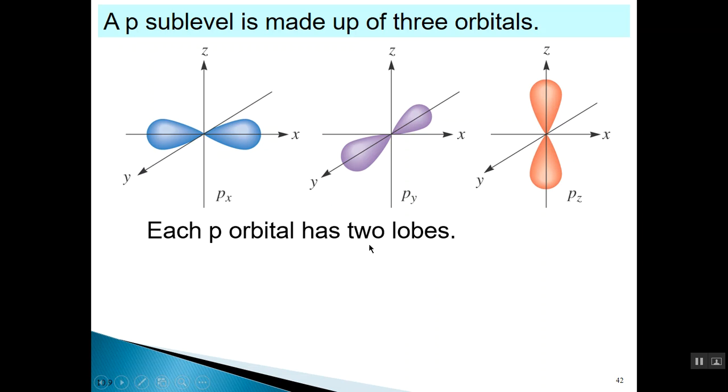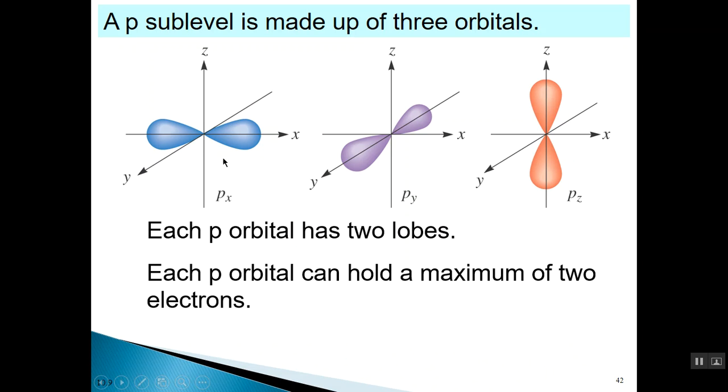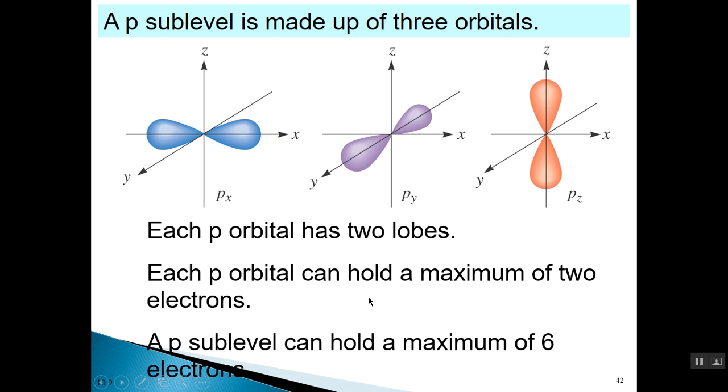So as stated here, each p orbital has two lobes, and there's a point in the middle which is called the nodal point, all right, where the probability of finding the electron is 0. And as I stated before, like any other orbital, each p orbital can have a maximum of 2 electrons, no more, all right? So therefore, within any p sublevel, the maximum number of electrons that can be accommodated by that sublevel will be 6, all right?